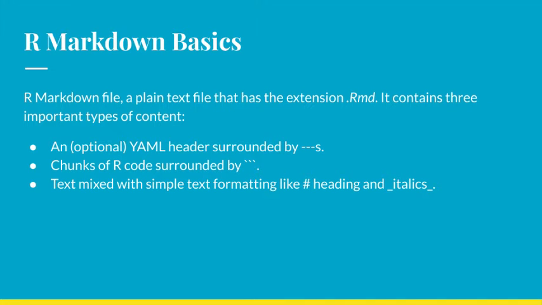Files are actually plain text files that have an extension of .Rmd. It contains three important types of content. First is the YAML header, and this is usually surrounded by dashes. Then we have chunks of R code surrounded by backwards tick marks, usually three of them. And then we also have text mixed in with simple text formatting, such as hashtags for headings and underscores for italics. And we'll go over more of these formatting types later on.